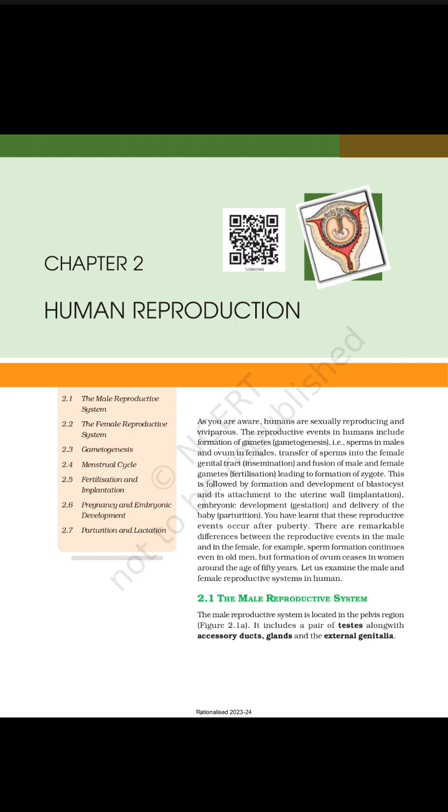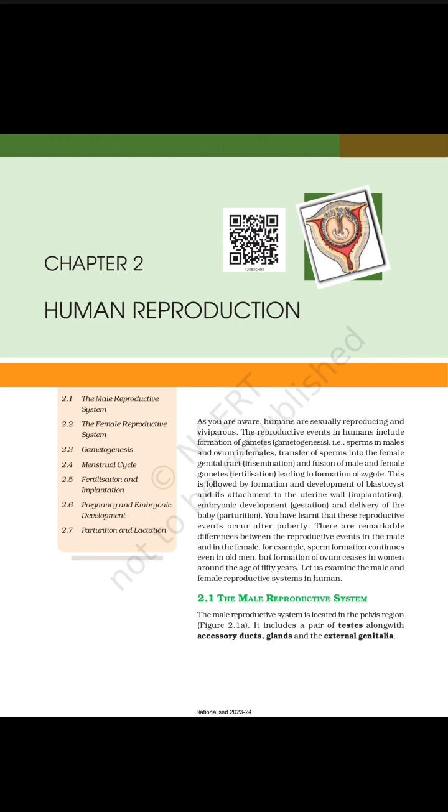This is followed by the formation and development of blastocyst and attachment to the uterine wall, implantation, embryonic development, gestation, and the delivery of the baby, parturition. You have learned that these reproductive events occur after puberty. There are remarkable differences between the reproductive events in the male and in females.